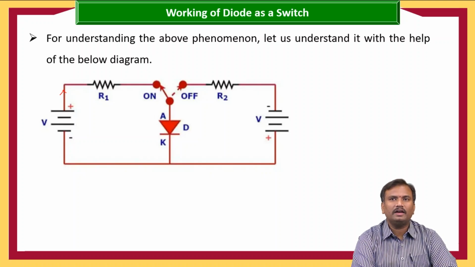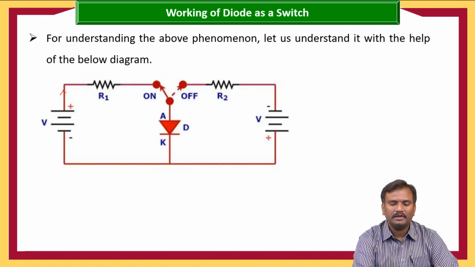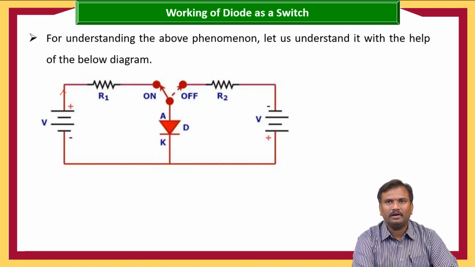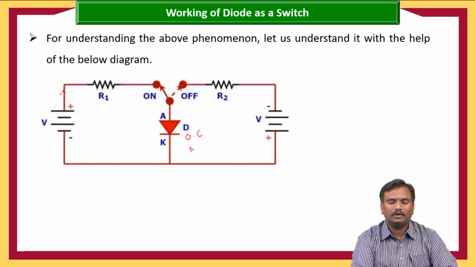When we want to go to the switch off condition, we shift the circuit breaker contacts from this arrow mark side to the dotted arrow mark side. So here the negative voltage is connected to the anode, and positive voltage is connected to the cathode. When the negative voltage is connected to the anode, the diode is reverse biased. When the diode is reverse biased, it acts like an open circuit. No current will flow.